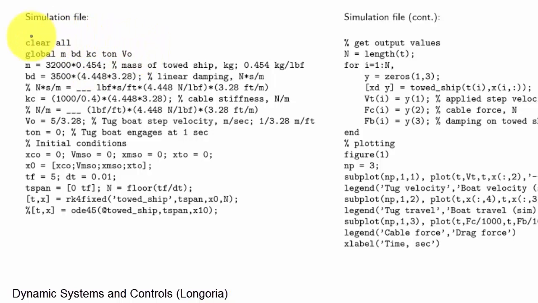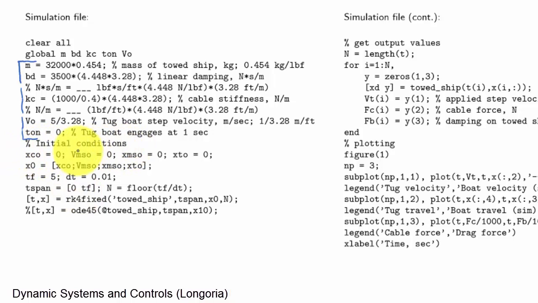Remember, I do clear all here in case I'd run any other simulations. I want to clear all the variables, and I want to define all my globals. All my parameters are being set up here. So really, all of this here is just setting up parameter data. So you can see there's not a whole lot to running the simulation. A lot of it is in the system function file, which we just reviewed.